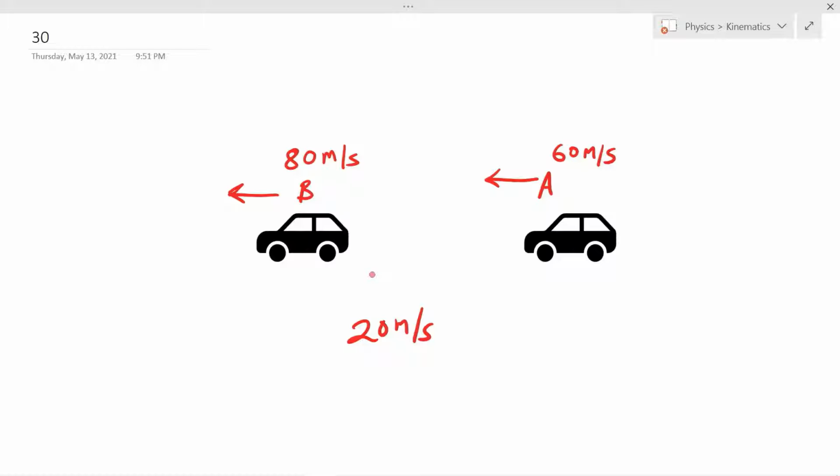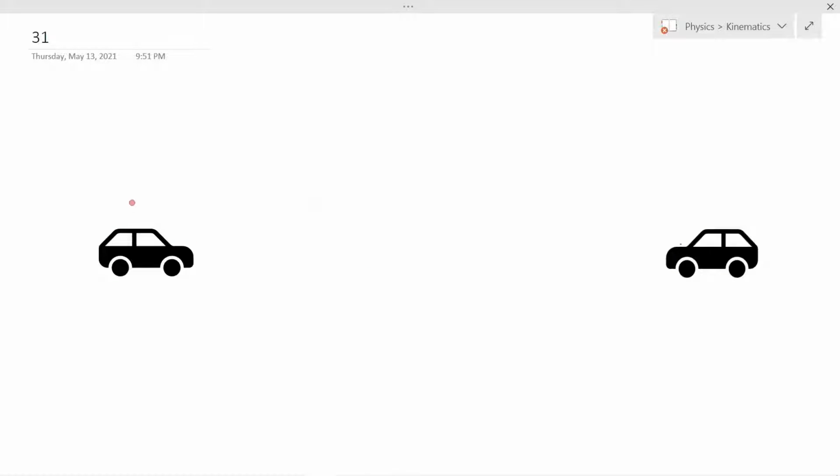Consider another case. Suppose there are two cars again. Let's say this is car A and this is car B. A is moving in the right direction with a velocity of 40 meters per second, and B is also moving with a 40 meters per second velocity but in the opposite direction, that is, towards car A.